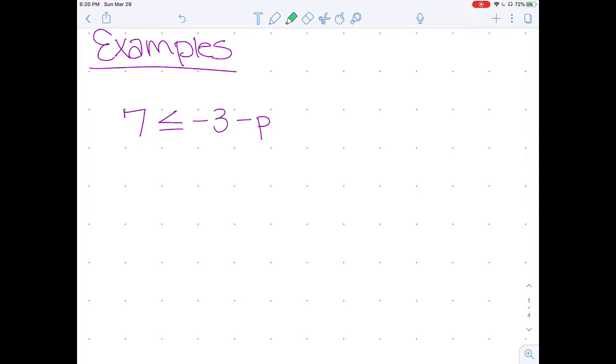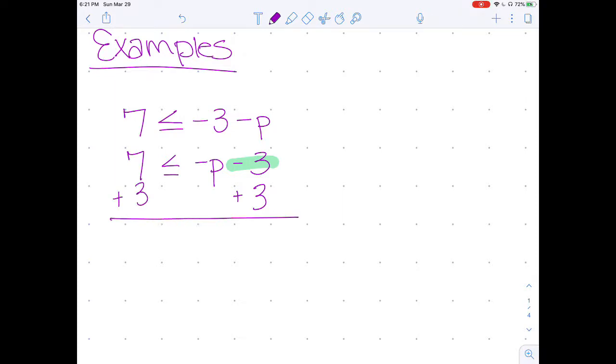So when I'm working in reverse order of operations, I'm looking for subtract and add. So first, we've got this. If we rewrite this inequality, this can actually be written as 7 is less than or equal to negative p minus 3. And since we're trying to get the letter by itself, this would be the first operation that we start with. So instead of subtract 3, we're going to add 3. So 7 plus 3 is 10 is less than or equal to negative p.